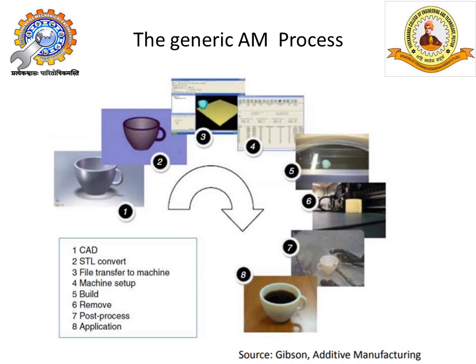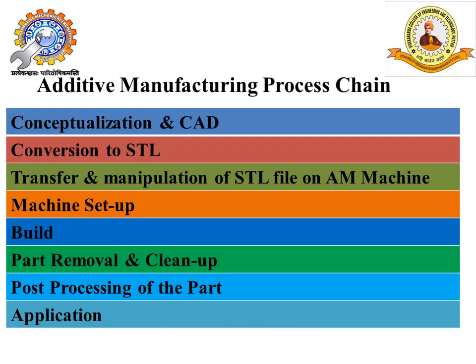Generic additive manufacturing process. There are 8 stages of the generic additive manufacturing process, and these 8 can be explained as: conceptualization and CAD, conversion to STL, transfer and manipulation of the STL file on the additive manufacturing machine, machine setup, building, part removal and cleanup, post processing of the part, and the application.